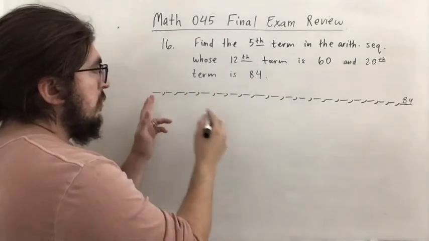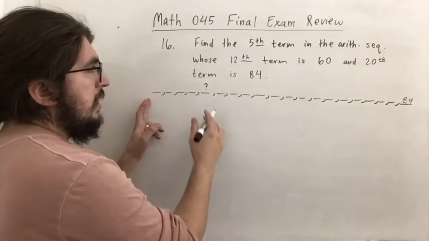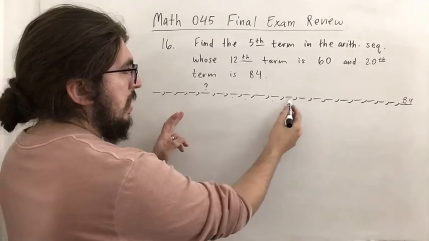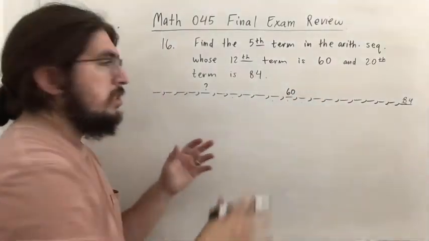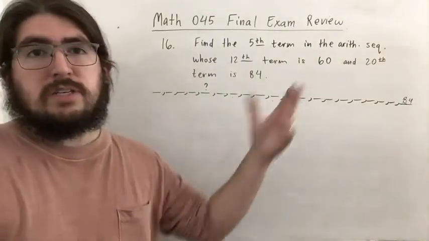The 5th term we want to know, so that's this guy. So this is the one we're trying to find. And the 12th term, let's see, that's going to be 6, 7, 8, 9, 10, 11, 12th term is 60. So we know those two. How can we find this one? Well, we can actually find all of them, believe it or not, given 2.